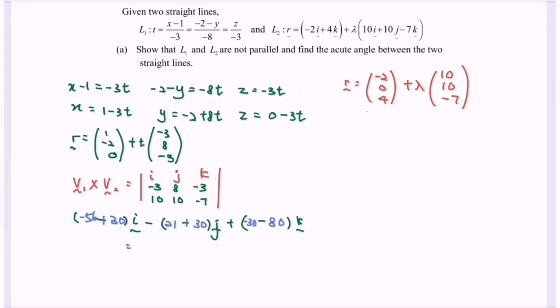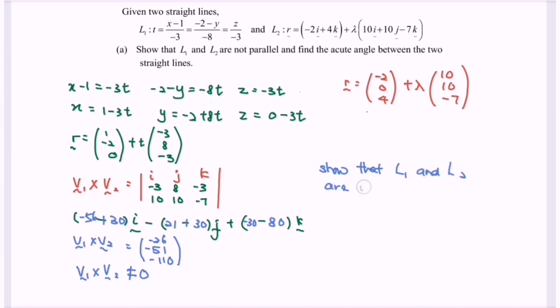So we rewrite and simplify. We have V1 cross V2 equals (negative 26, negative 51, negative 110). Notice that V1 cross V2 is not equal to 0. Since the answer is not equal to 0, we can say that L1 and L2 are not parallel. Next is to find the acute angle.